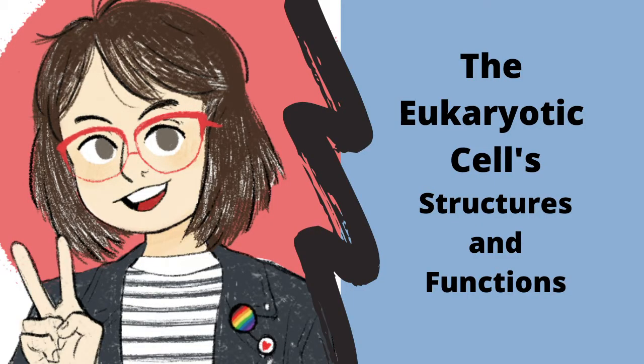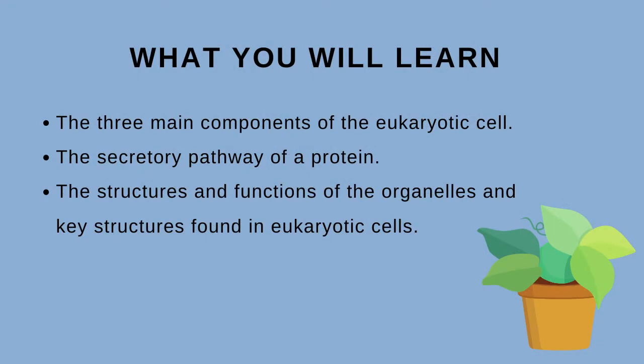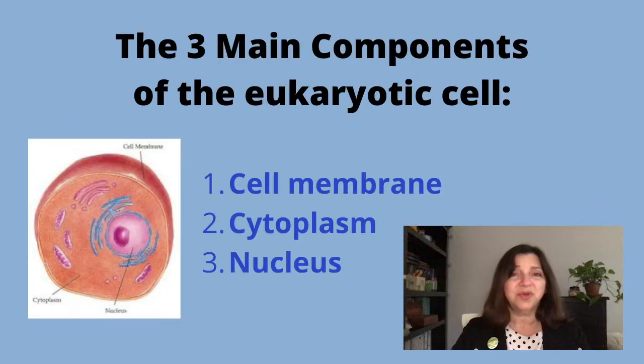Hi, I'm Miss Bulla, and I am here today to teach you about eukaryotic cells, structures, and functions. Today you will learn the three main components of the eukaryotic cell: the secretory pathway of a protein, and the structures and functions of the organelles and key structures found in eukaryotic cells. There are three main components of the eukaryotic cell: the cell membrane, cytoplasm, and the nucleus.